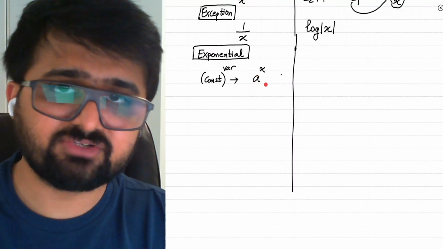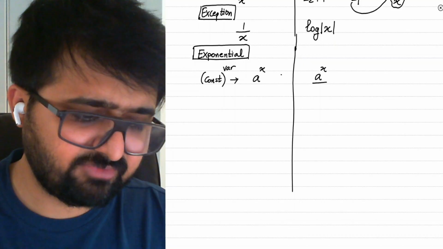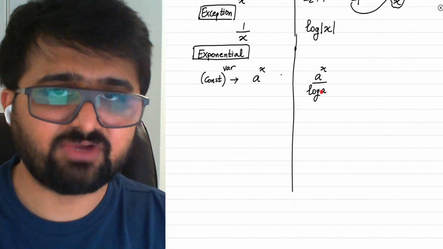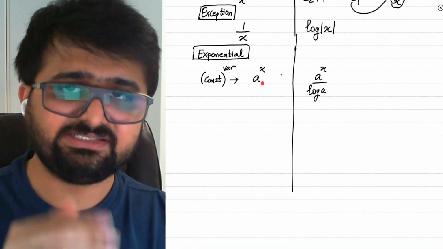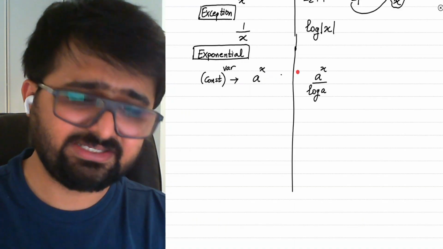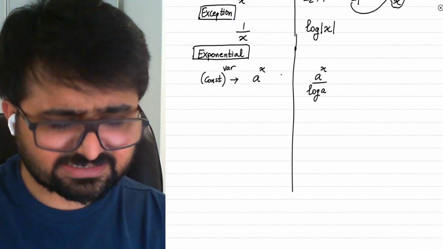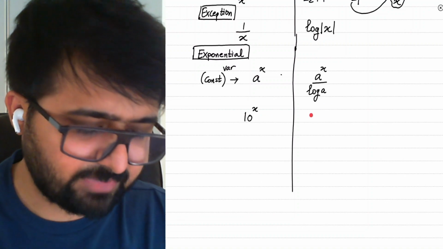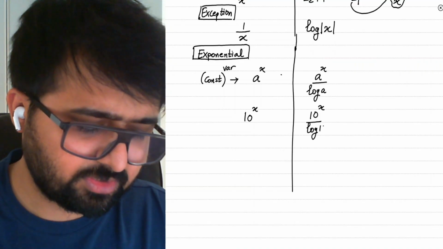Now the integration of a to the power x is a to the power x divided by log a. Remember that the derivative of a to the power x is a to the power x multiplied by log a. In integration, it is a to the power x divided by log a. In integration, you divide instead of multiplying. Let's take a few examples. If you have 10 to the power x, the integration of 10 to the power x is 10 to the power x divided by log 10.